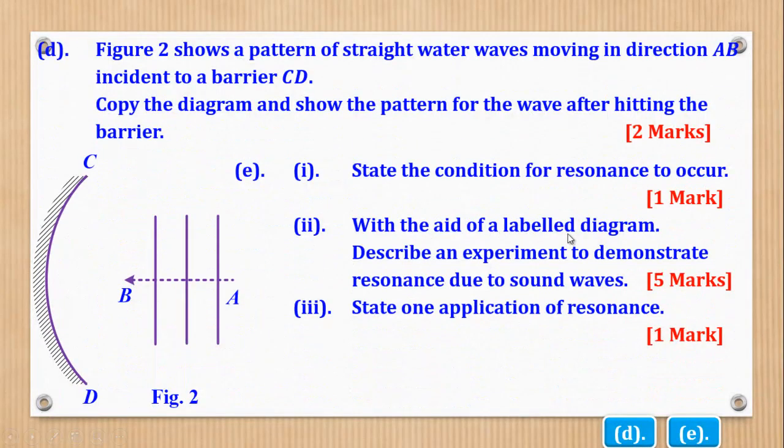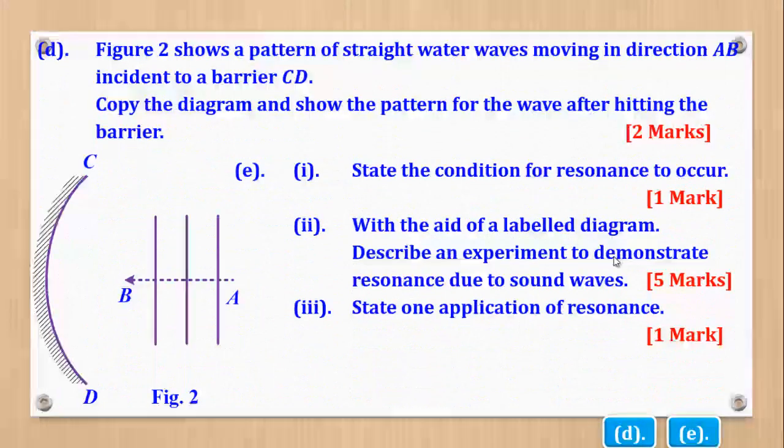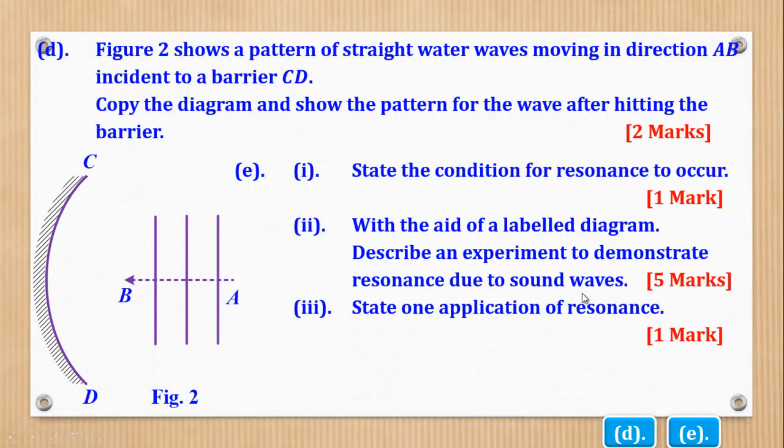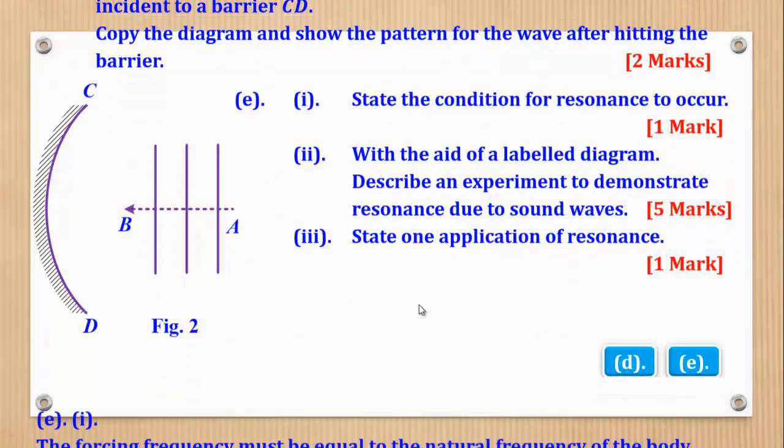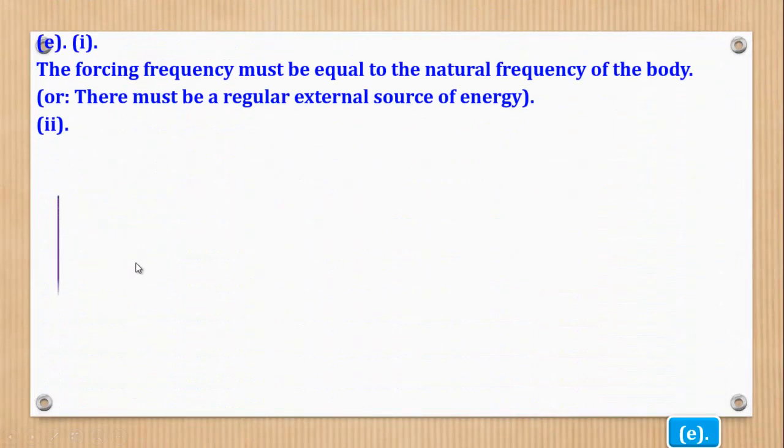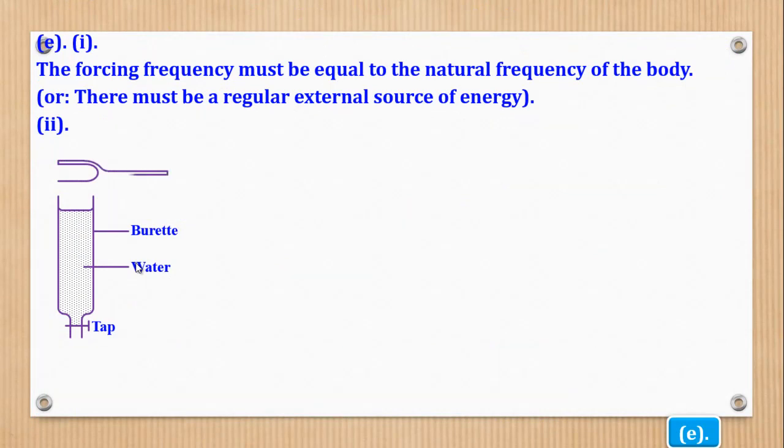Then Roman 2, with the aid of a labeled diagram, describe an experiment to demonstrate resonance due to sound waves. So we need a diagram as they told us. So we shall come and draw a burette with a tap, then we fill it with the liquid, and then put a tuning fork at its mouth. And then put a beaker to collect the water which is flowing when you open the tap.